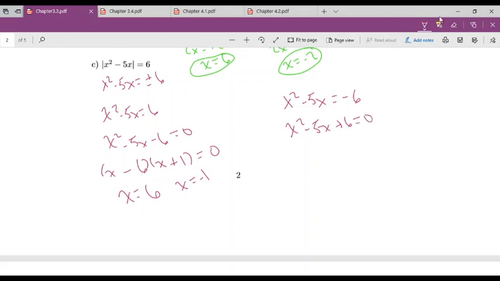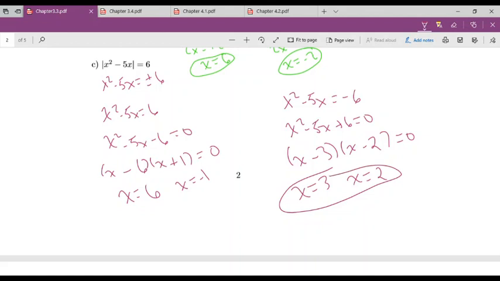Okay, so you can try to factor this one as well. I need two numbers that multiply to give me 6 and add to give me negative 5. How about negative 3 and negative 2? Easy as that. So that equals 0, which means either of those could be 0, in which case x equals 3 and x equals 2. So I actually have four solutions here, potential solutions.